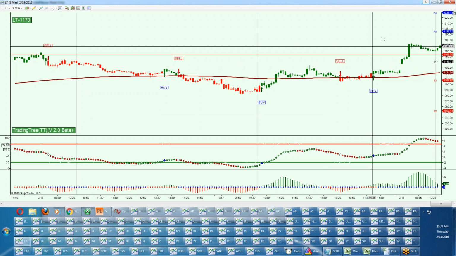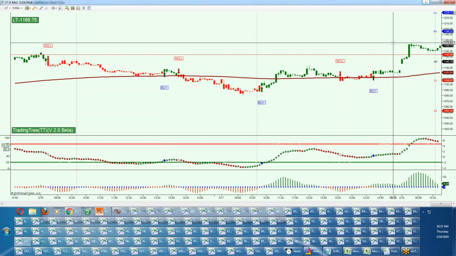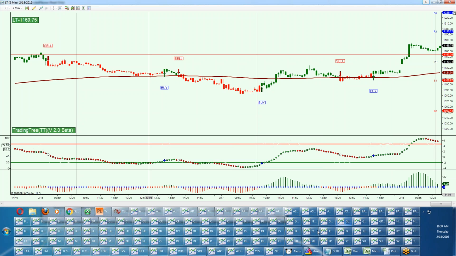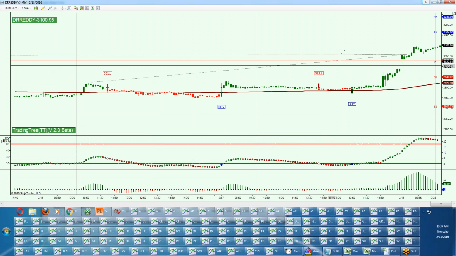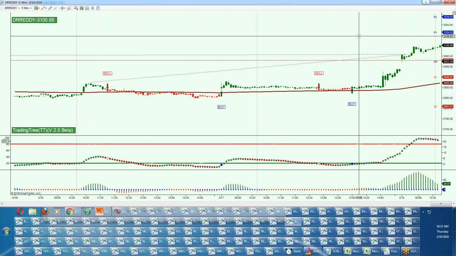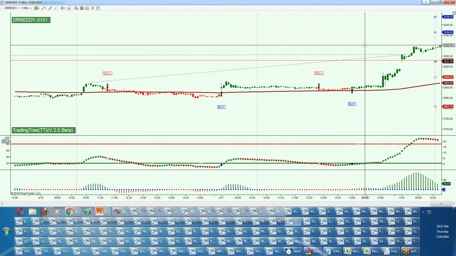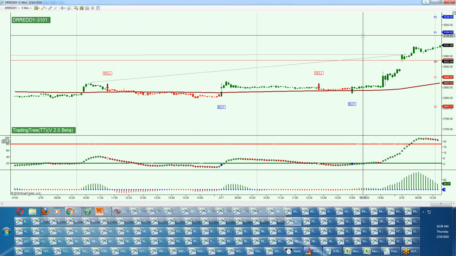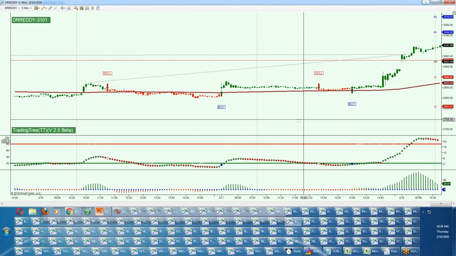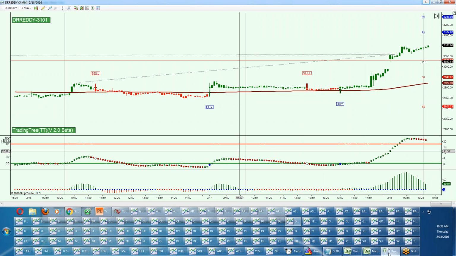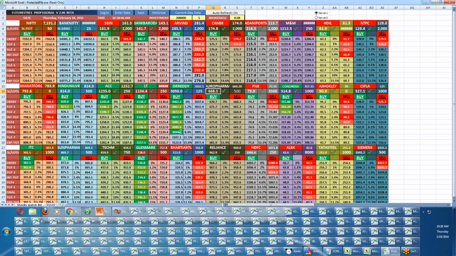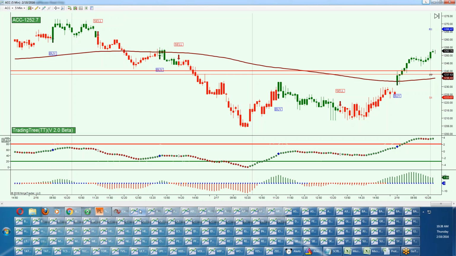L&T still there is upside. 1195 can be a possibility. Dr. Reddy, the next level we can expect, 1005 is the first level, and the second level will be 3164. ACC 1255 is a possibility, so you can stay long on that.